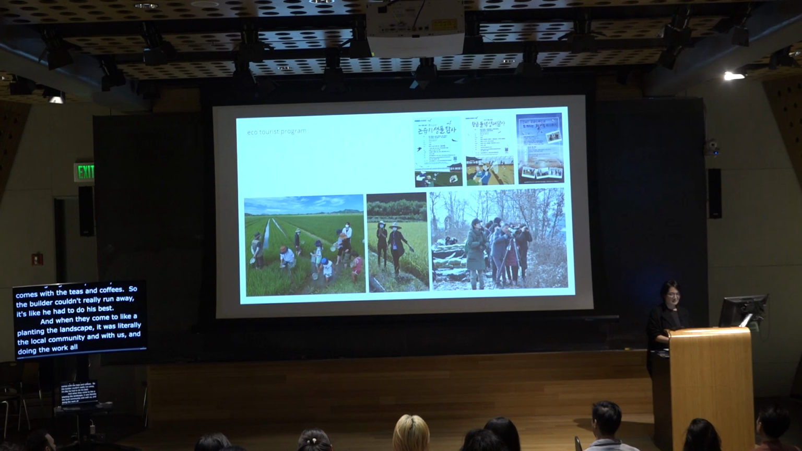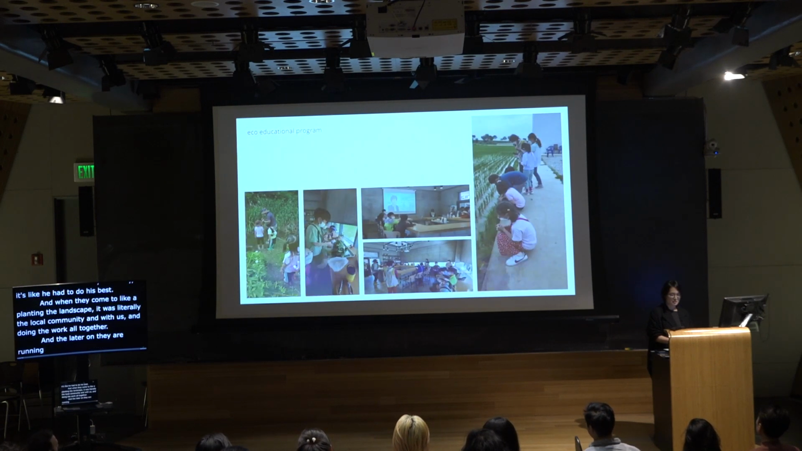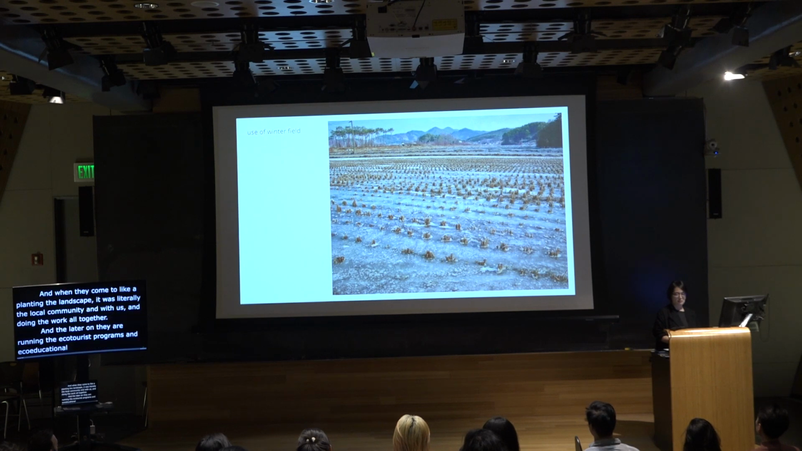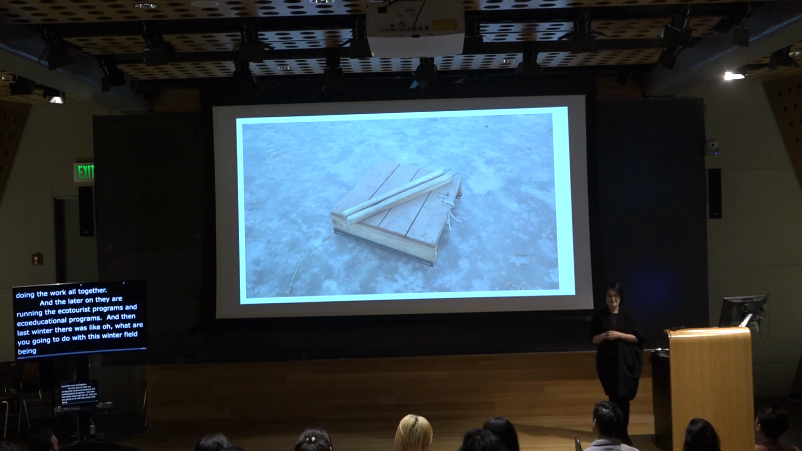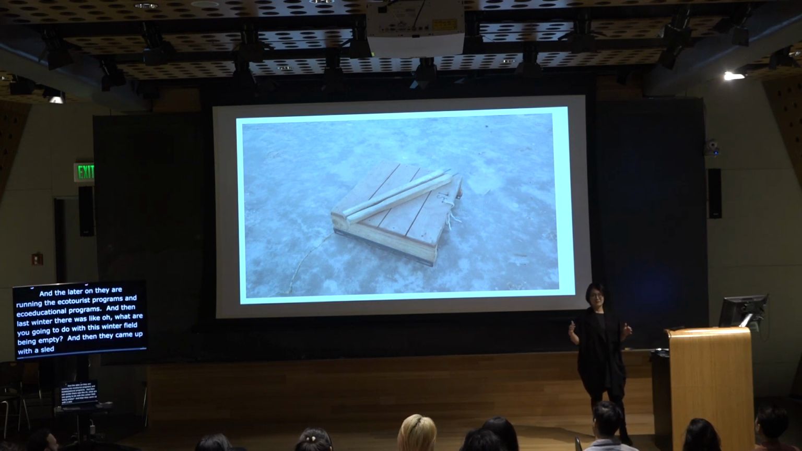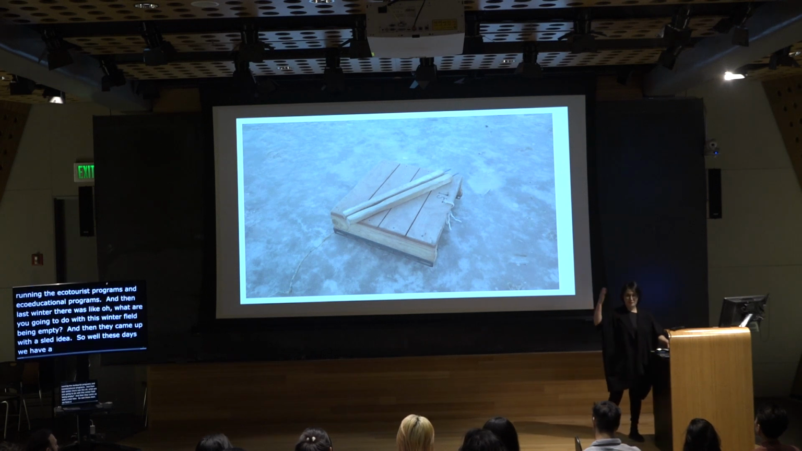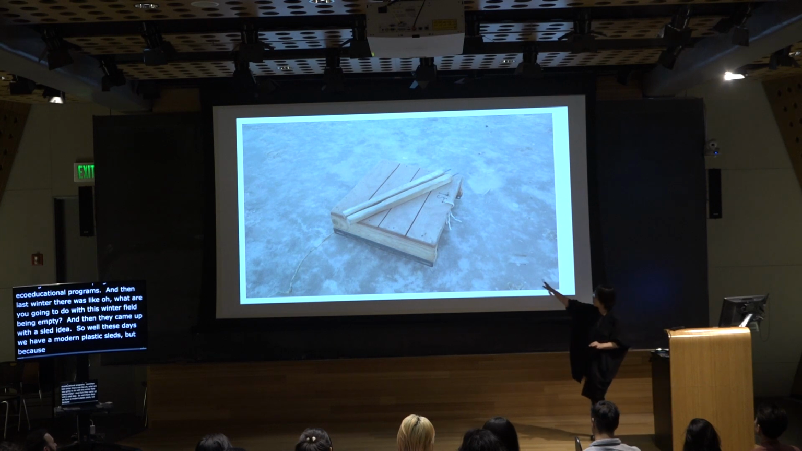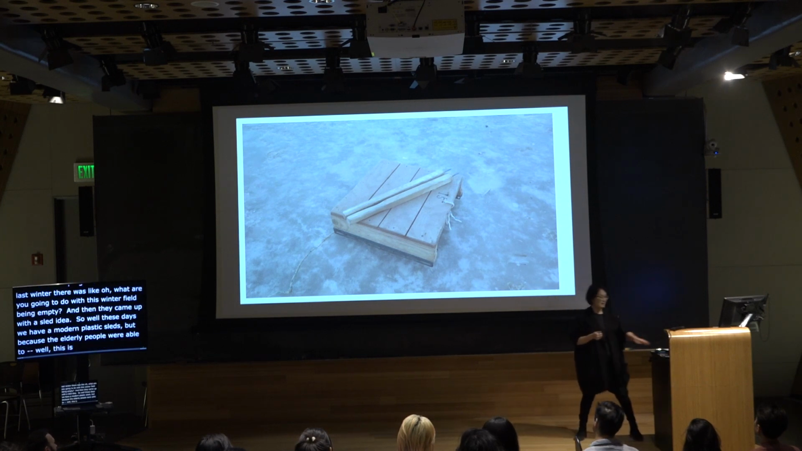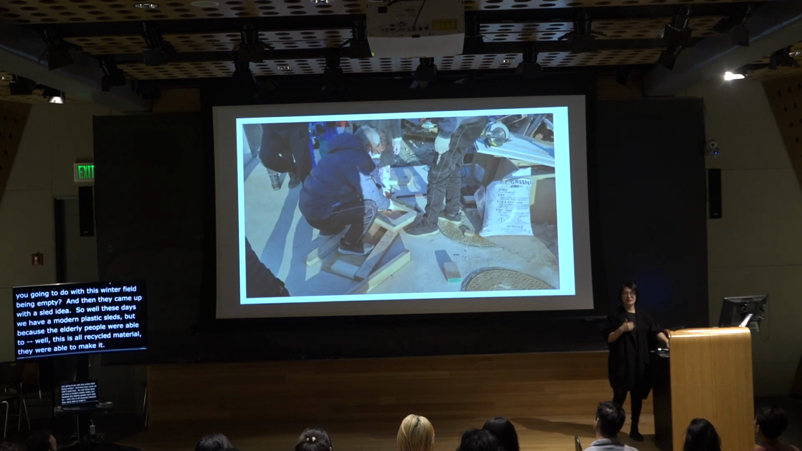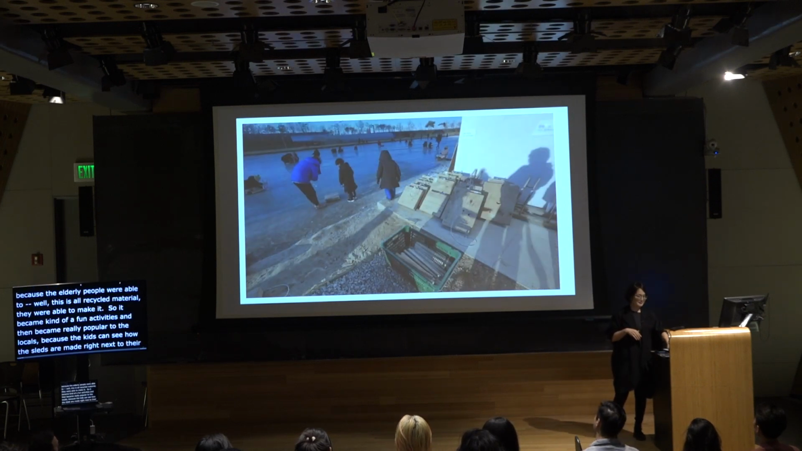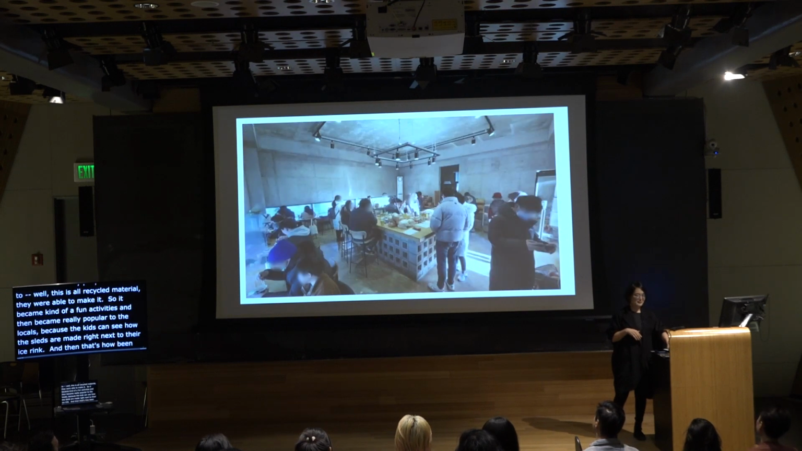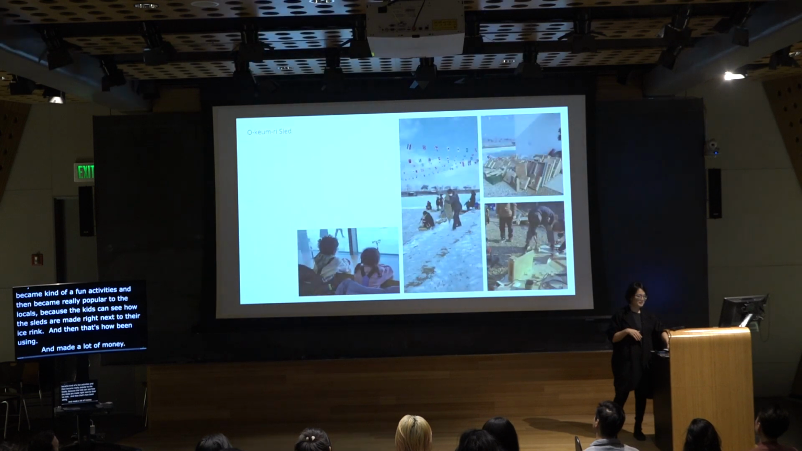Later on, they are running the eco-tourist programs and eco-educational programs. And then last winter, they were like, oh, what are we going to do with this winter field being empty? And then they came up with a sled idea. These days we have modern plastic sleds, but the elderly people were able to make them from all recycled material. So it became a fun activity and became really popular with the locals, because the kids can see how the sleds are made right next to their ice rink. And they made a lot of money. And my local kitchen became really popular.